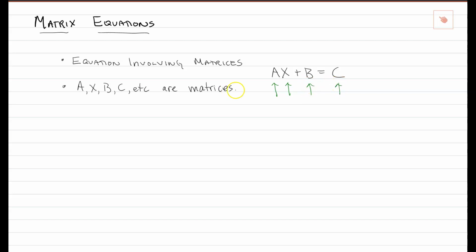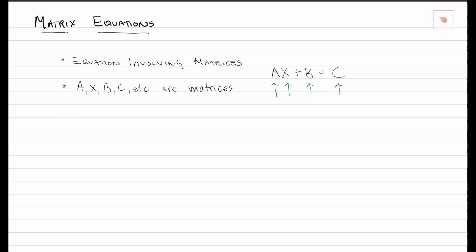Hi everyone. Today we're going to talk about matrix equations. A matrix equation is really just what it sounds like. It's an equation that involves matrices. So maybe something like this, AX plus B equals C, right? And the idea with these is that each of these things is a matrix.